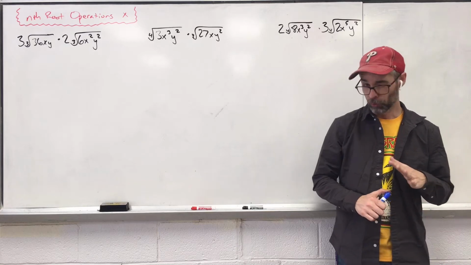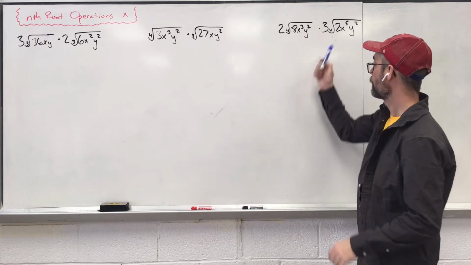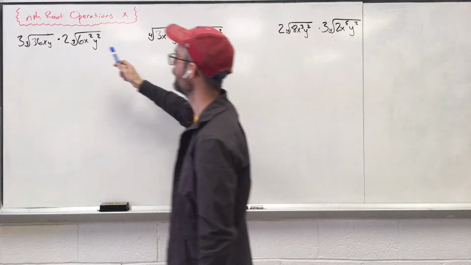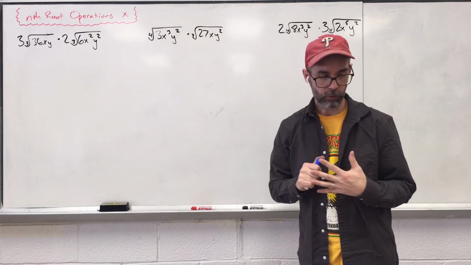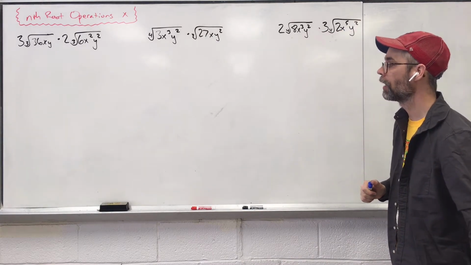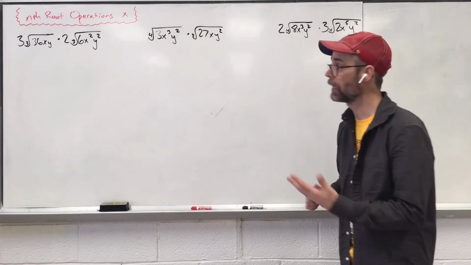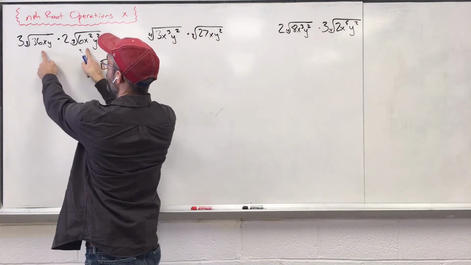All right, we're going to look at nth root operations with multiplication. So nth root meaning that your radicals just have a different index other than just 2. When we go about doing these problems, we're going to solve them the same way as if it was an index of 2. Let's combine our outside numbers and we're going to combine our inside numbers together.